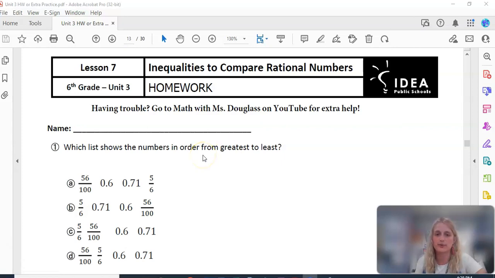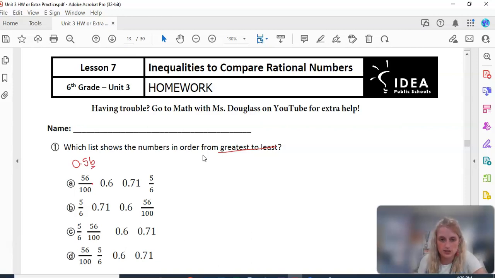Okay, so we have a couple where we are ordering from greatest to least or least to greatest. Super important that you pay attention to that order. I recommend that we change all of these into decimals. This one looks pretty easy. We're going to change 56 hundredths into 0.56, where that 6 is in the hundredths place.